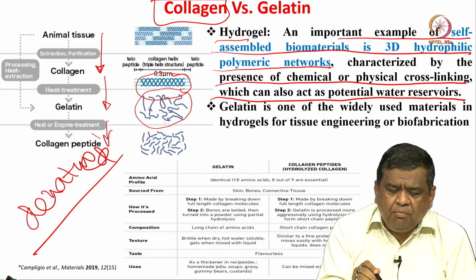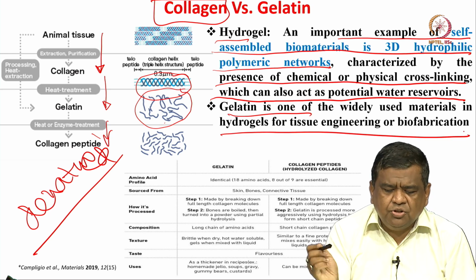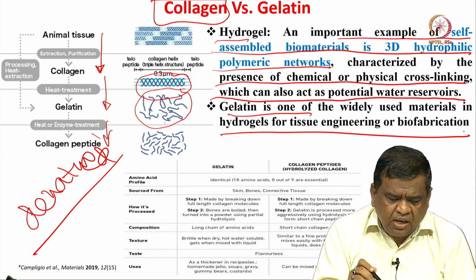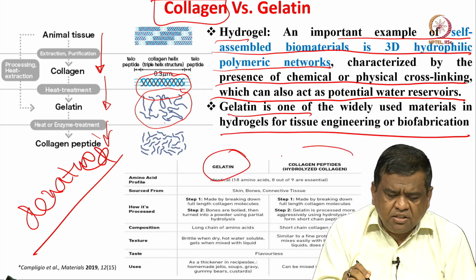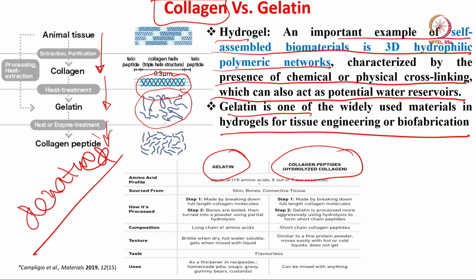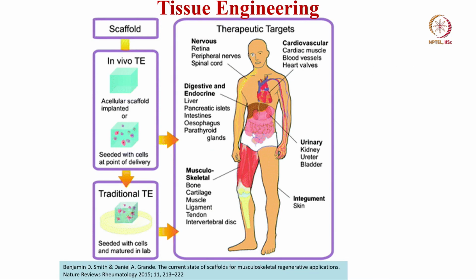Gelatin is one of the most widely used hydrogels for tissue engineering or biofabrication. This is gelatin, and these are collagen peptides. You can see that the amino acids are identical, 18 amino acids, and this is sourced from either skin, bone or connective tissue, and how it is processed and so on has been mentioned here.